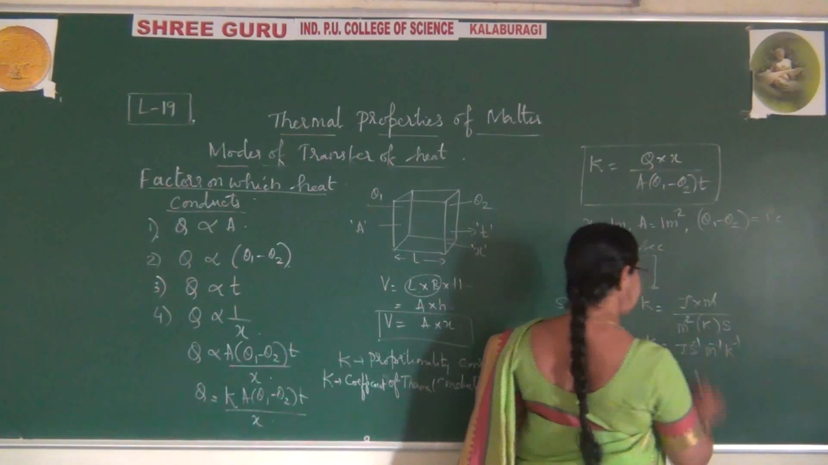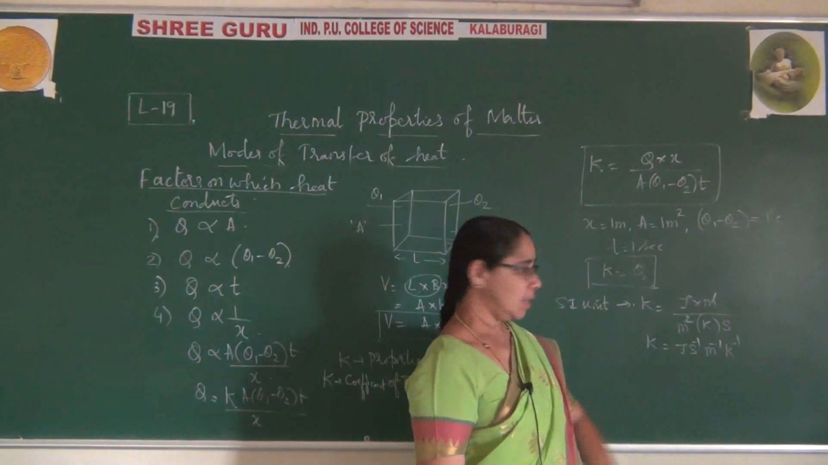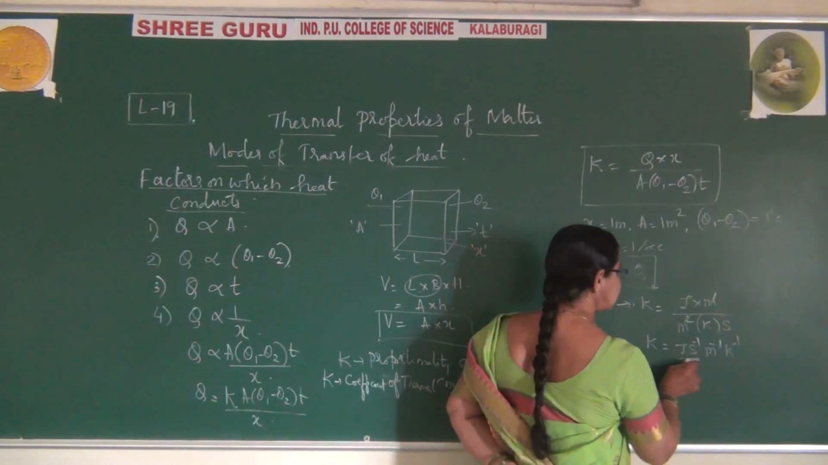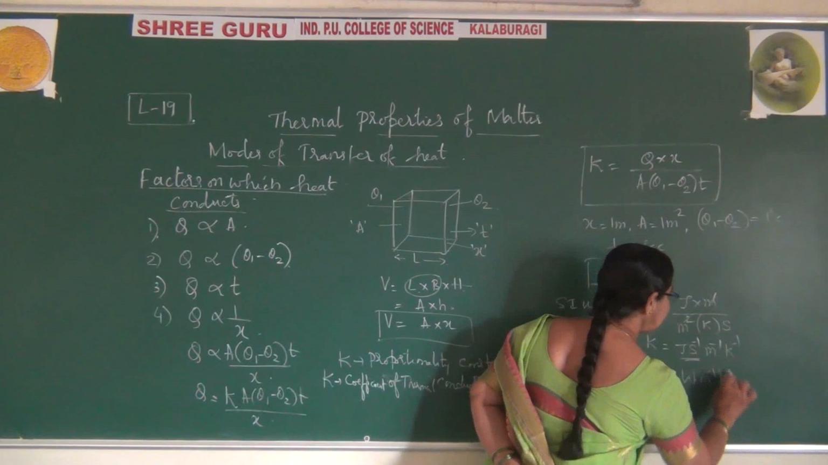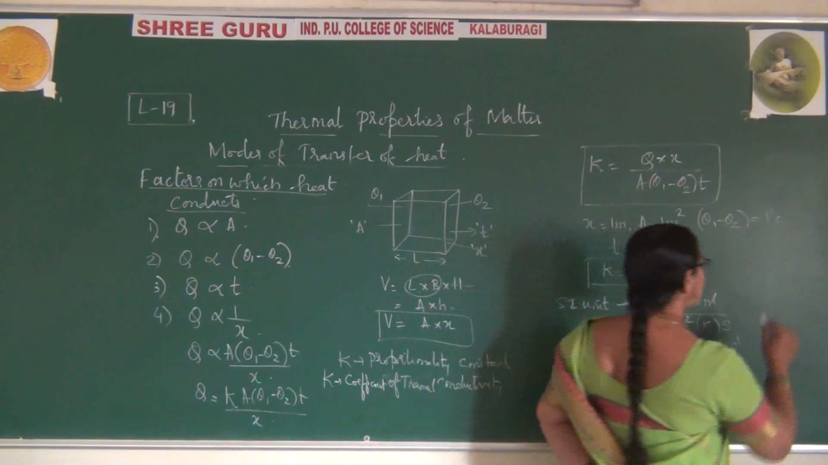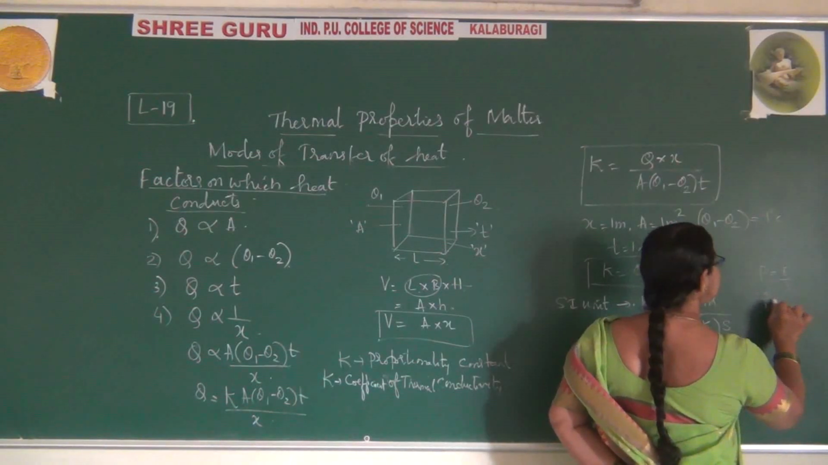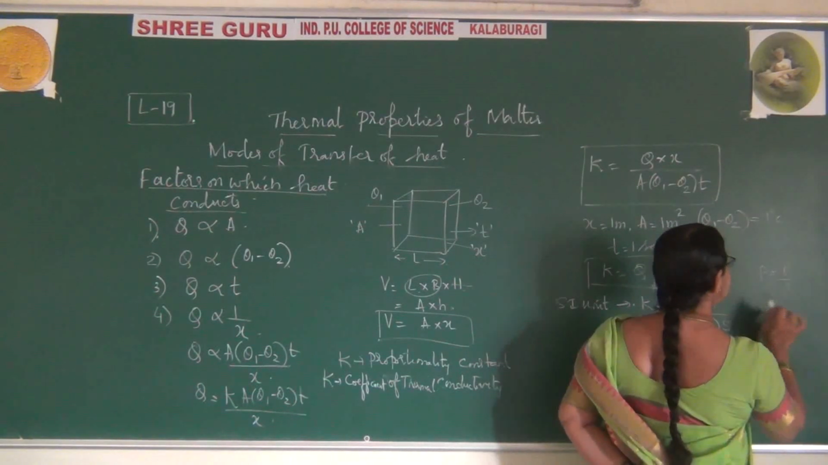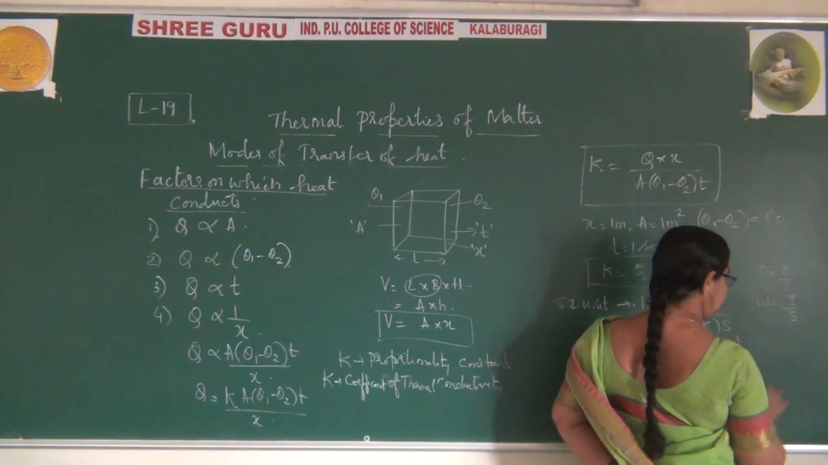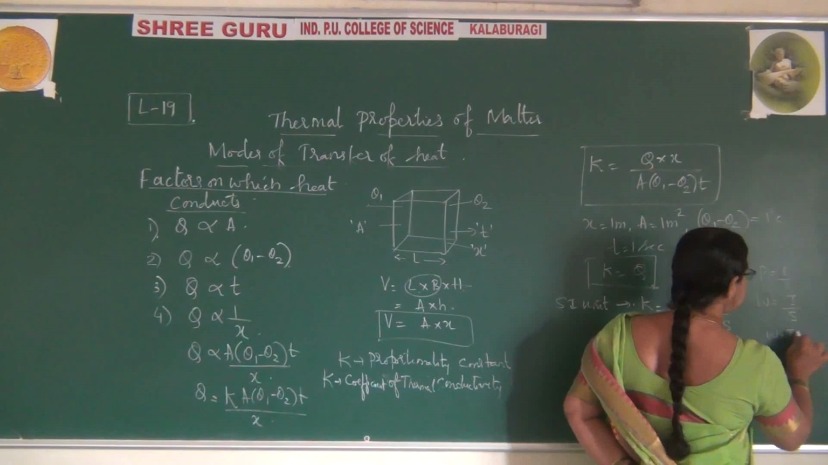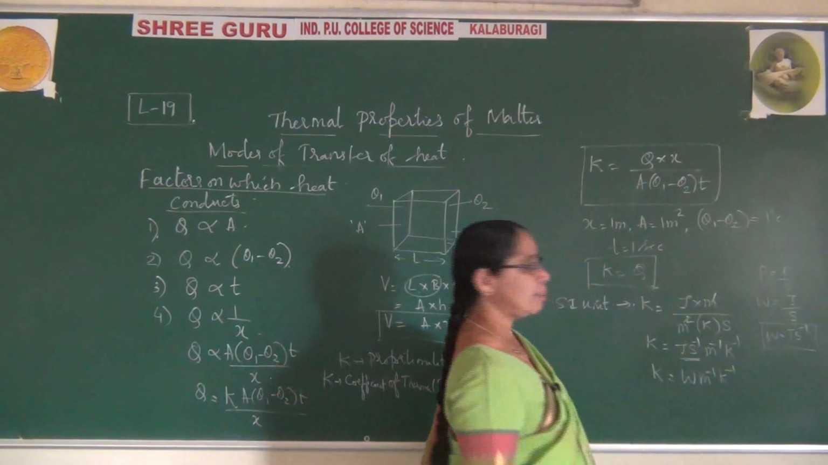So this is one SI unit: joules per second per meter per Kelvin. Or one more way you can write it, using the word watt: watt per meter per Kelvin. How did you write this? You know power is energy by time. Power is expressed in watts, energy is expressed in joules, time is expressed in seconds. So W is equal to joules per second. You can also use this and write watt per meter per Kelvin.